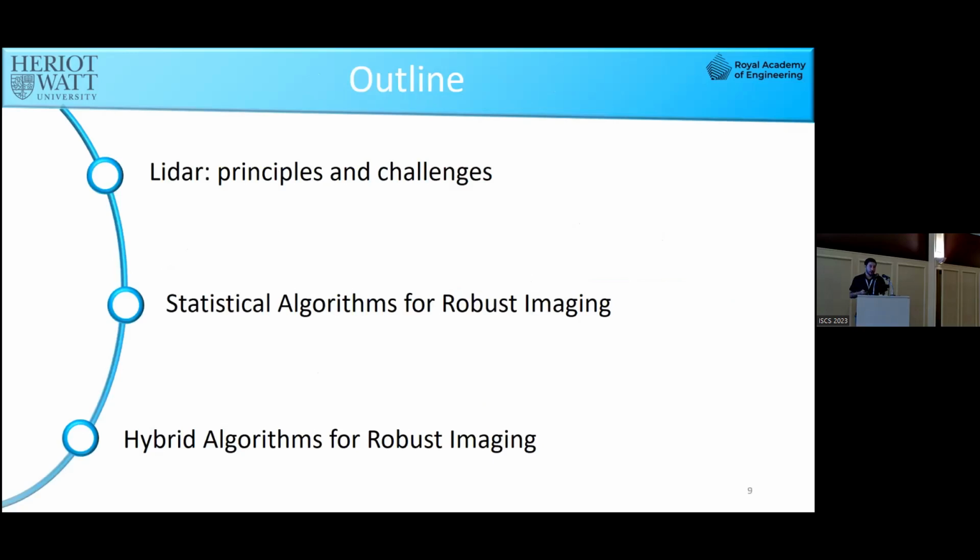So here's the outline of my talk. First, I will describe the input, which is the LiDAR measurements. Then I will describe two frameworks, the statistical algorithm, and then how we can unroll it to obtain a hybrid algorithm.